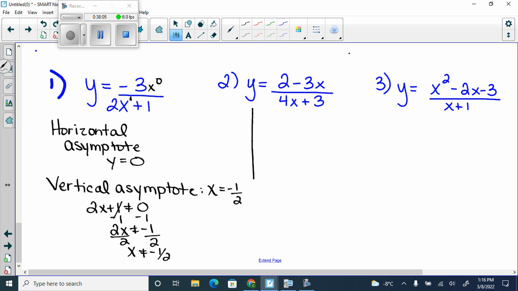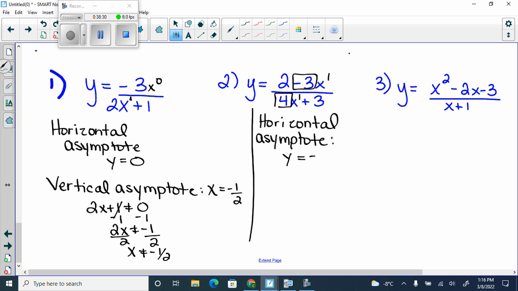Okay, number 2. The degree of my numerator is degree 1. The degree of my denominator is degree 1. So my horizontal asymptote, when they're both the same degree, is going to be a fraction of their leading coefficients. The leading coefficients are the numbers in front of the x's, correct? So this one is negative 3, this one is 4, so it's negative 3 over 4. My vertical asymptote, once again, because nothing canceled off, it's not a point of discontinuity, is just my non-permissible value, what my bottom can't equal. So 4x plus 3 cannot equal 0.